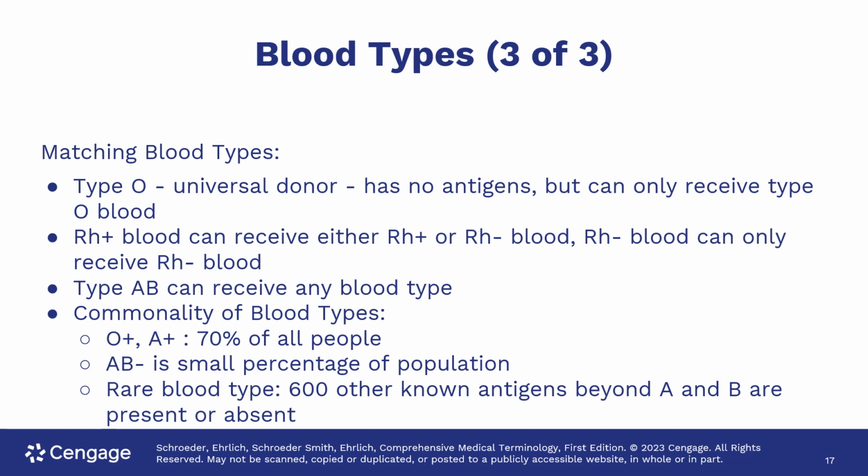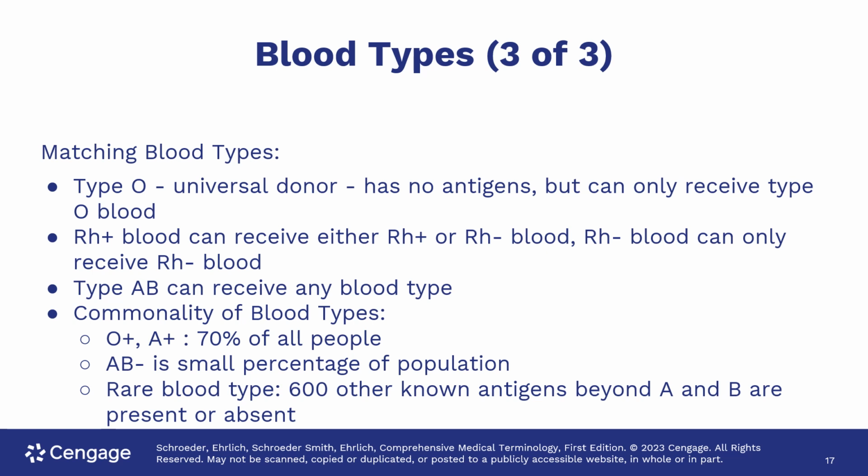Rh positive is just like the name implies. Rh positive has got a positive attitude and can take either positive or negative blood. But Rh negative is like Grumpy Cat. It's negative. It can only accept negative.